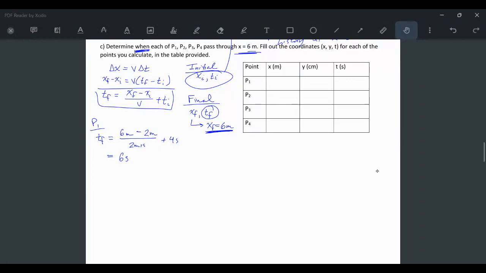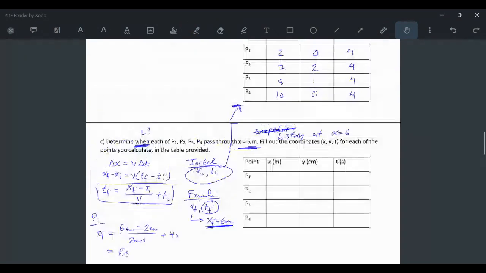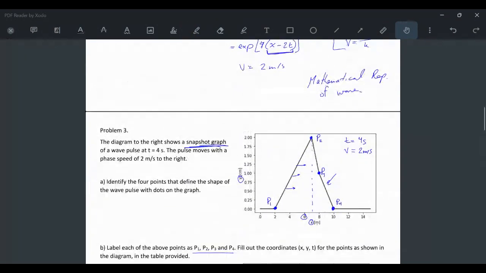So let's see if this actually makes sense. Supposedly at 6 seconds, the point P1 is going to pass through x equals 6. We're moving at 2 meters per second. In a second, it moves 2 meters, so 1 second later it'll be here. Another second later, 2 seconds later, it'll be at x equals 6. So that's exactly what we just calculated. It's just a graphical confirmation of that.